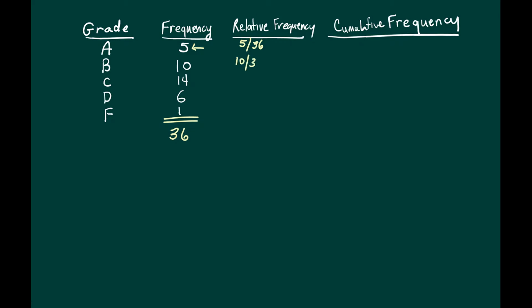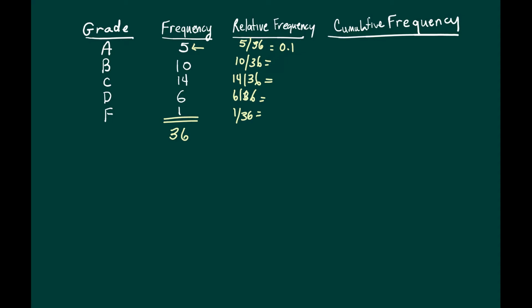So let's just write all of them down: 5 over 36, 10 over 36, 14 over 36, 6 over 36, and 1 over 36. And you pick up your calculator and you put it in that order. So 5 divided by 36, I get like 0.14. This is rounded to 2 decimal places.